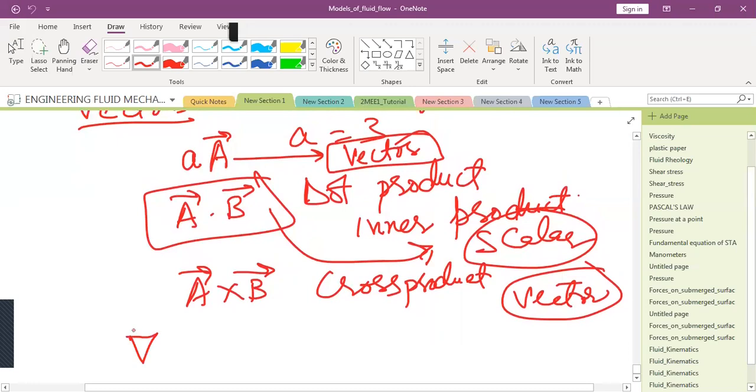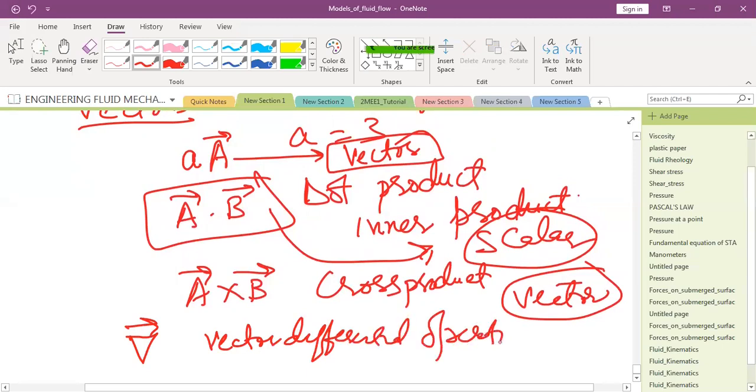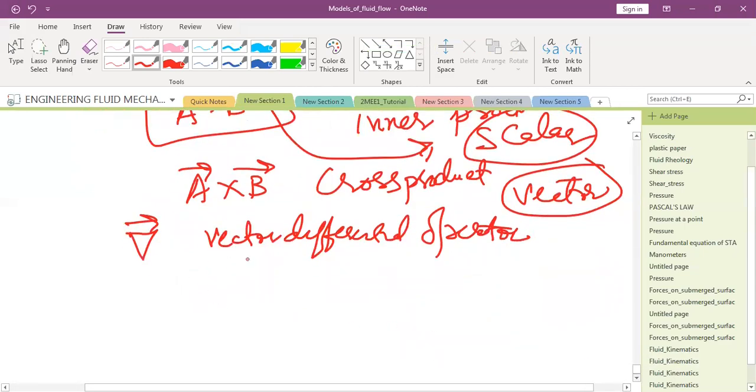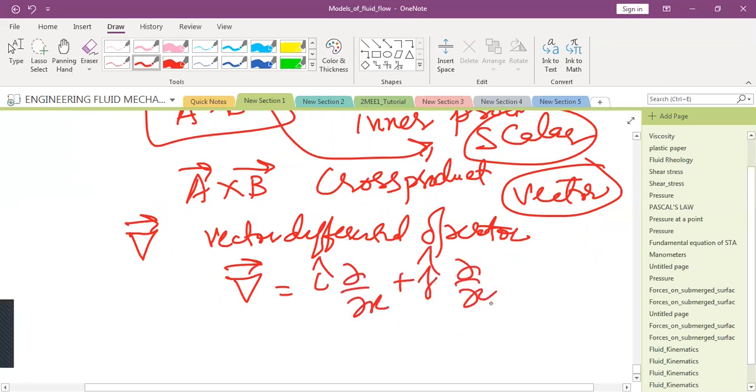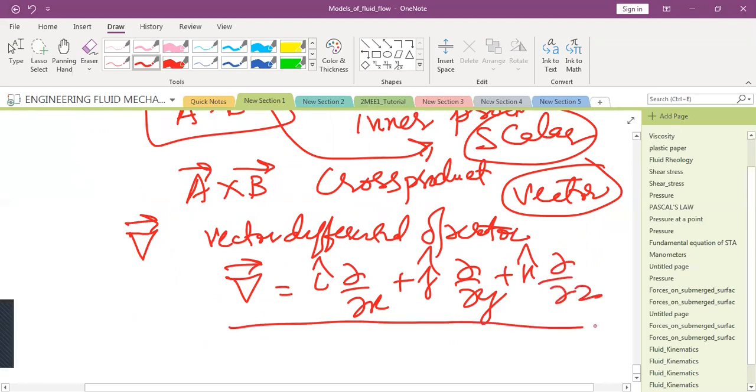This del operator is a vector differential operator. It has similar properties as a vector, although it operates on whatever follows it. So del is also called the nabla operator or del operator. This is i ∂/∂x plus j ∂/∂y plus k ∂/∂z. ये तो clear है सबको?